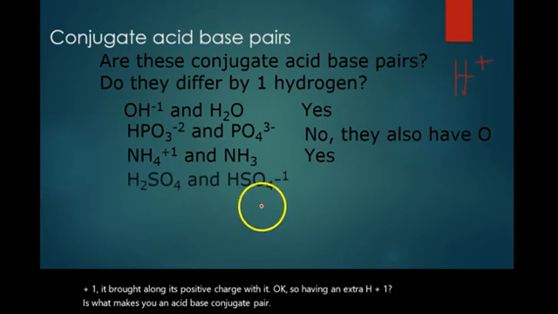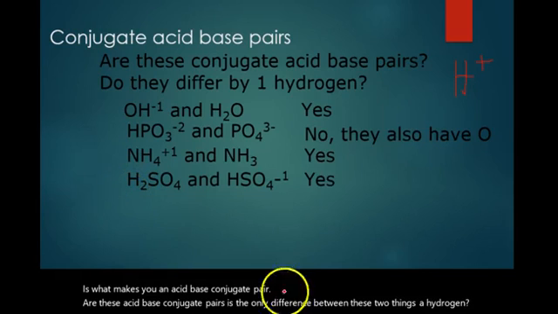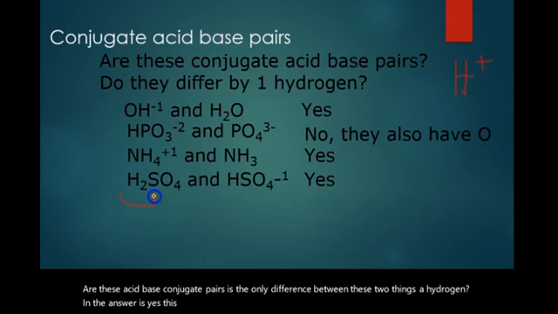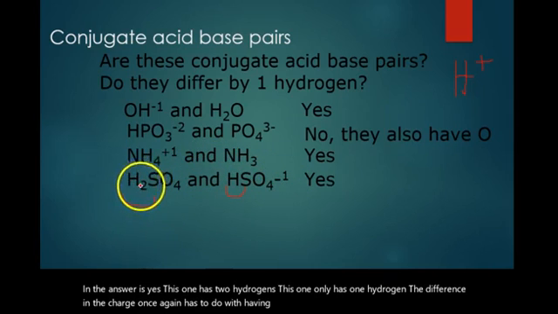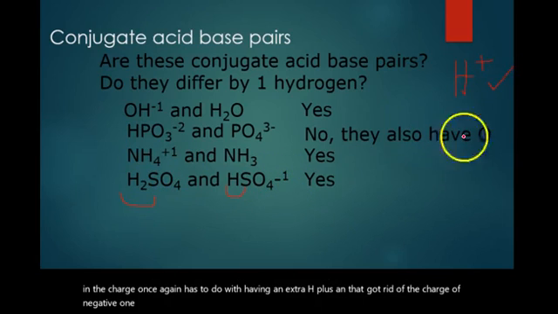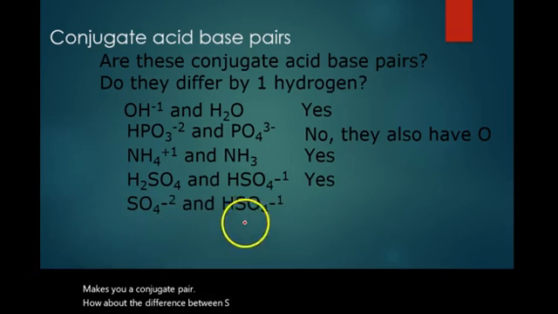Are these acid-base conjugate pairs? Is the only difference between these two things a hydrogen? And the answer is yes. This one has 2 hydrogens. This one only has 1 hydrogen. The difference in the charge, once again, has to do with having an extra H plus, and that got rid of the charge of -1. So an H plus makes you a conjugate pair. How about the difference between SO4 minus 2 and HSO4 minus 1?